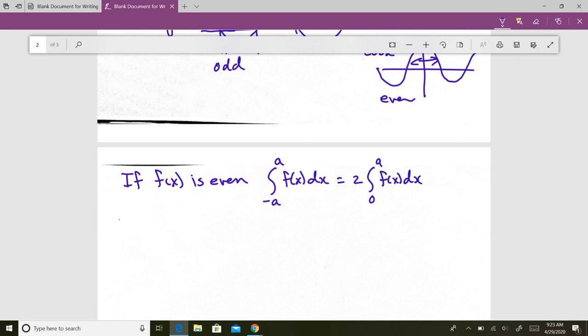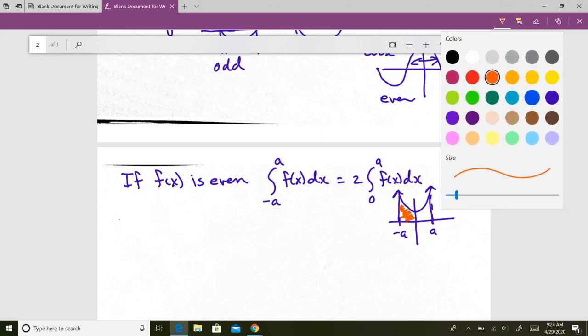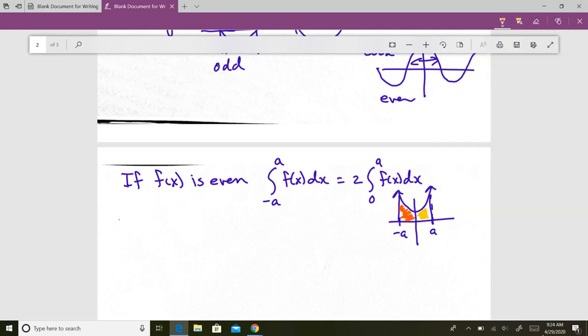And the reason you want to put a 0 in is because zeros are easier to handle. It's less work. And if you think about it, let's use the graph that we used before. What it's saying is these two areas are the same. This area is equal to this area. Alright, that's why we can just double it. Go from 0 to here and just do 2 times that.